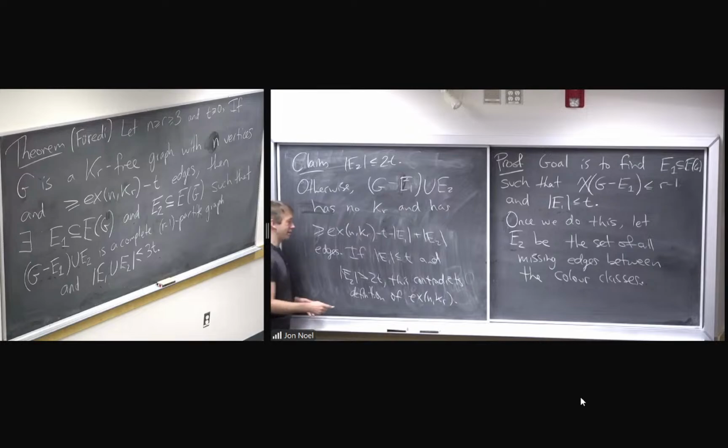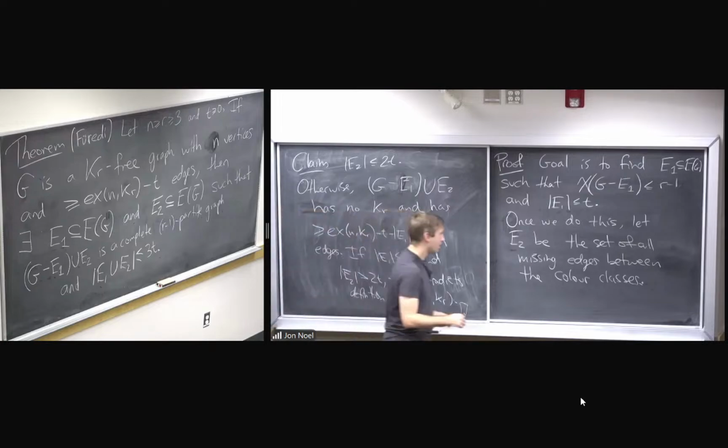Okay, so that was kind of quick, but I explained that in words before. So basically our goal is to find E1, and then the definition of E2 is clear. You just need to fill in the edges. And there couldn't be that many edges to fill in because we started close to the extremal number and we only deleted a little bit. So you can't go above the extremal number without containing a Kr. Okay.